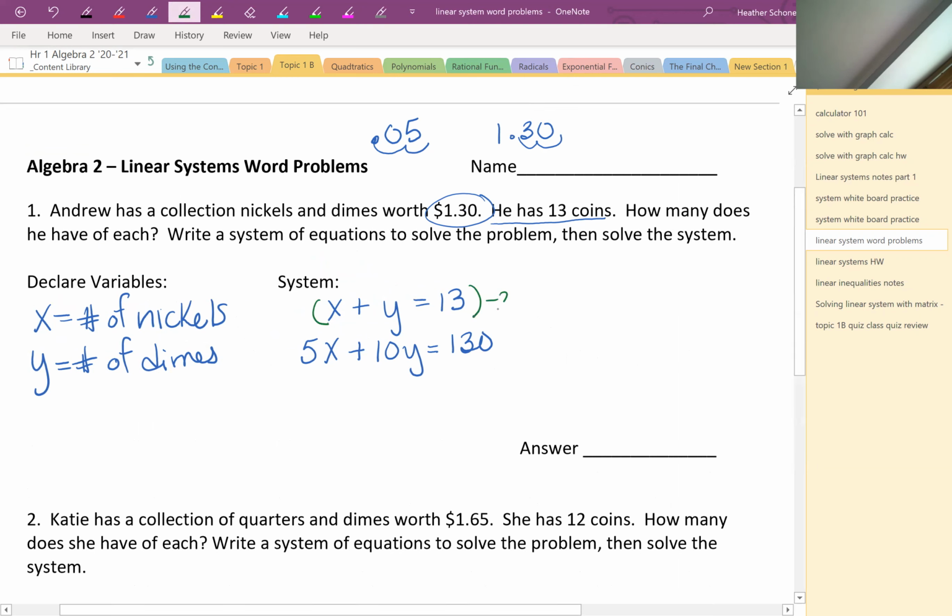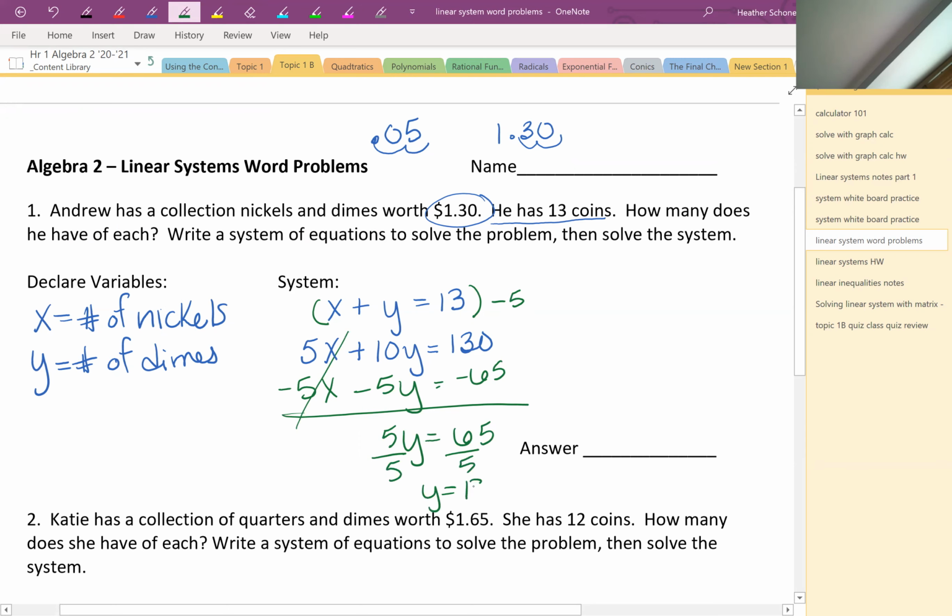So I'm going to multiply the top one by -2, which gives me -2x... oh, not by -2. What was I doing? Not by -2, by -5. I'm sorry. Multiply by -5. So I get -5x minus 5y equals -65. Now I'm going to add these together. The x's cancel and I get 5y equals 65. I divide by 5, and so y is 13.